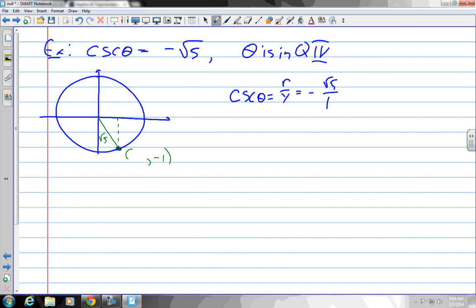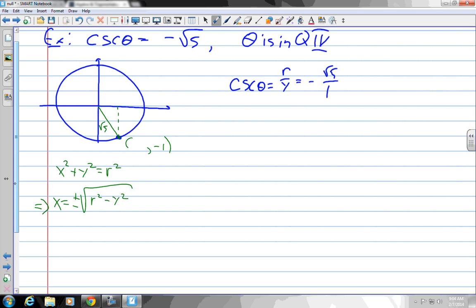So the X here, because we know X squared plus Y squared equals R squared. So therefore, X would equal plus or minus the square root of R squared minus Y squared by the Pythagorean theorem. Now, we're in the fourth quadrant, X is positive, so we're only going to take the positive square root, and when I plug everything in, R squared just gives me 5 minus Y squared is just 1, so that's square root of 4, so 2.